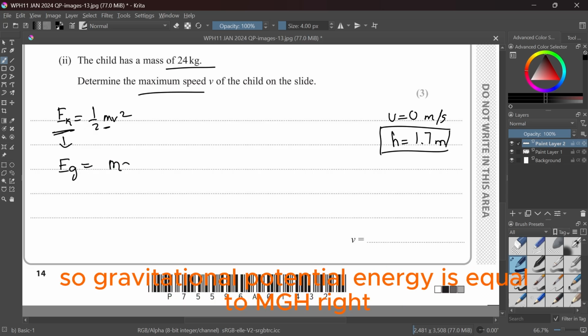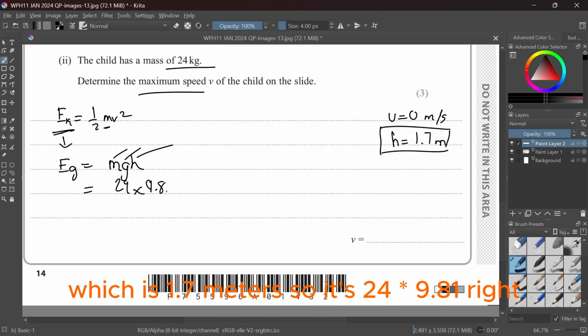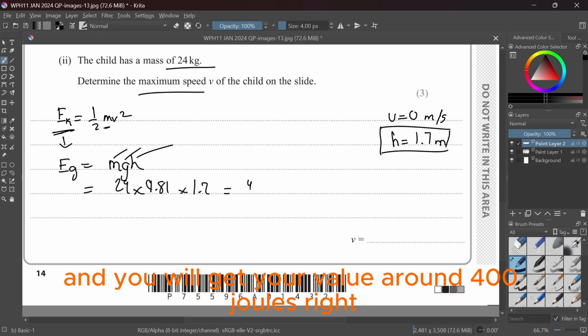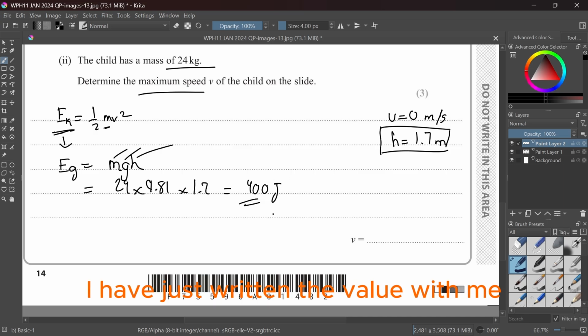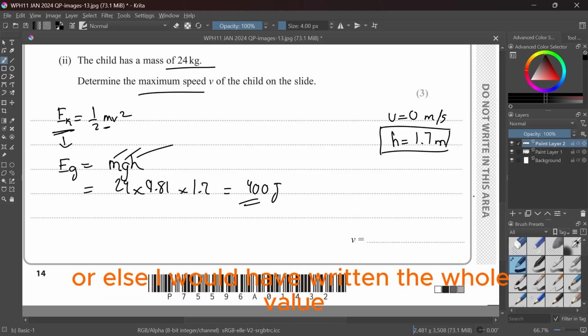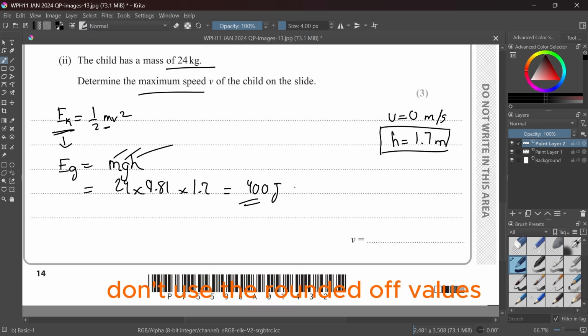So gravitational potential energy is equal to mgh, right? This is the mass, gravity, and the height, right? So you have the mass of the kid, the gravity value, which is 9.81, and the height of the slide, which is 1.7 meters. So it's 24 times 9.81, right, times basically 1.7, and you will get your value around 400 joules, right? You should use the value of the calculator. If you have some decimals there, I have just written the value with me. I don't have the calculator right now, or else I would have written the whole value. But you should write the whole value and use that value for your next calculations, right? Don't use the rounded off values.